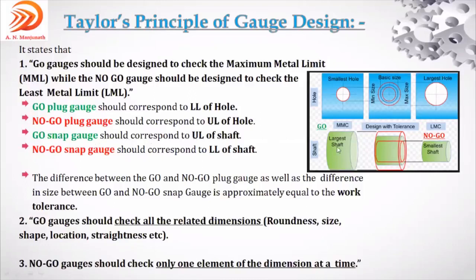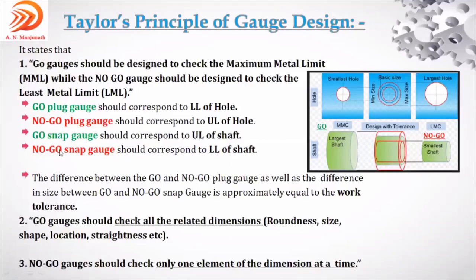The upper limit of the shaft means this one. Go gauge should correspond to the upper limit of the shaft. These two statements are with respect to the hole. The third and the fourth one, what you are seeing here with the cursor, this is with respect to this, right? Go gauge with respect to the shaft, it is the largest shaft, that is the upper limit.